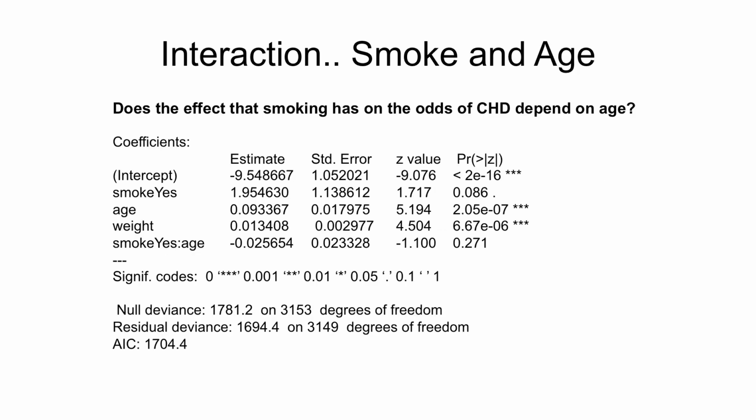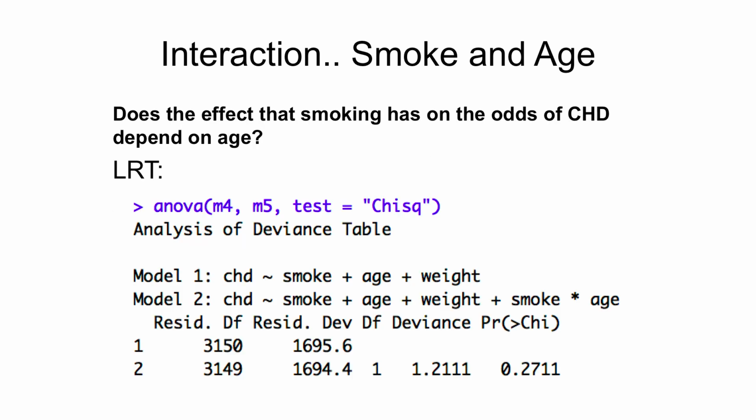So you'll recall that age didn't clearly meet our definition of a confounder, but what if age is an effect modifier? So let's now try to answer the question, does the effect that smoking has on CHD depend on age? Like how we conducted a partial F-test with linear regression, we can use a likelihood ratio test to compare models with and without a smoke times age interaction term. We can see that our p-value is 0.271.